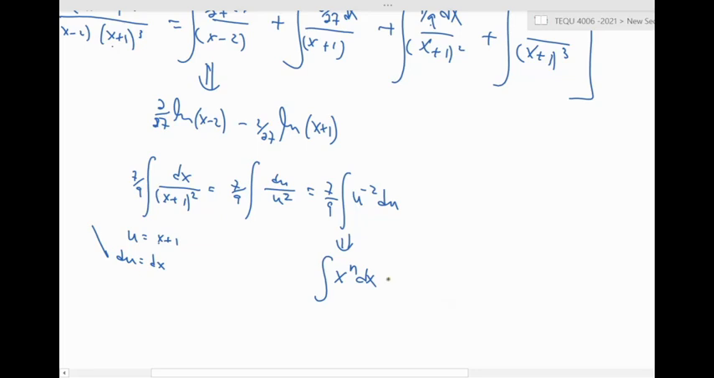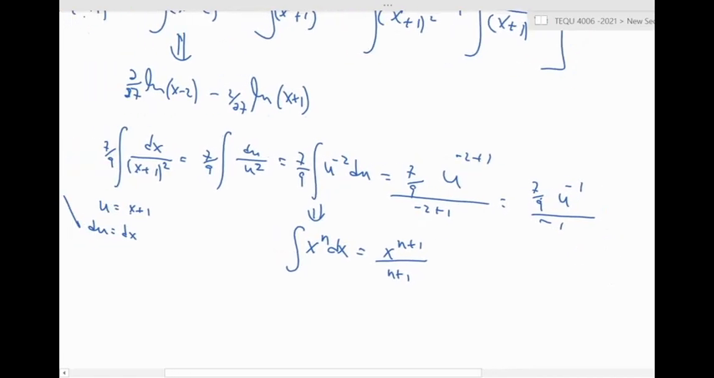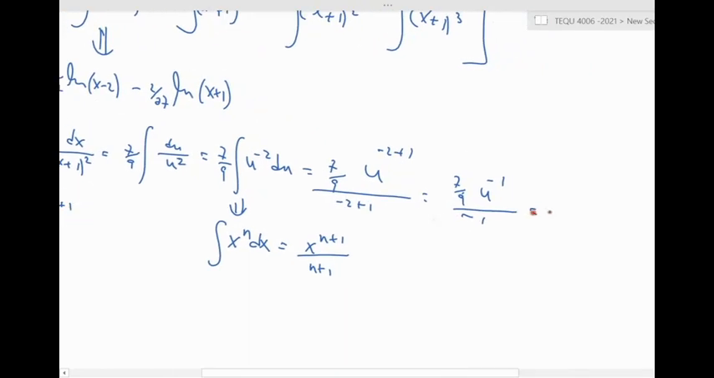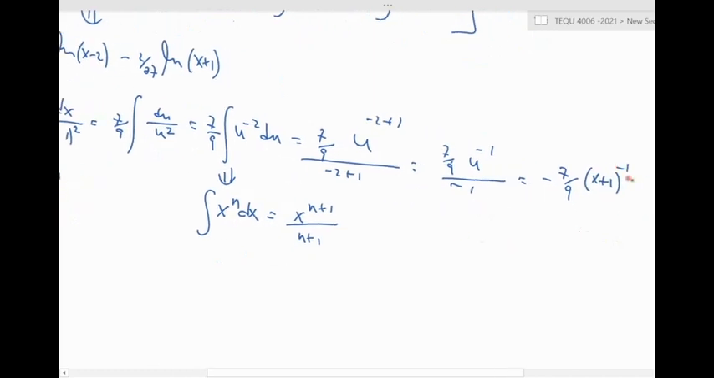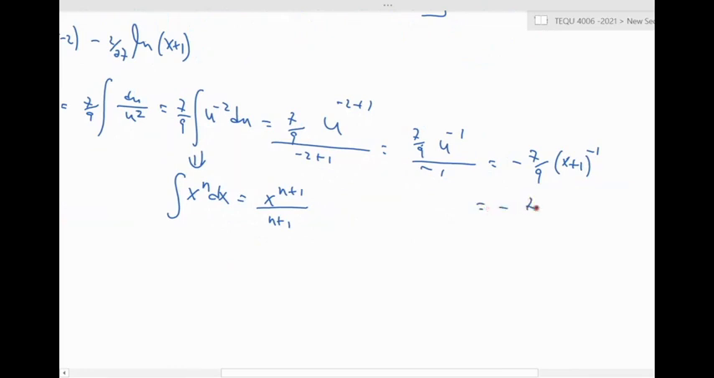Right? And we all know that this is x to the n plus 1 over n plus 1. So that means that this integral is 7/9 u to the minus 2 plus 1, and at the denominator I have the minus 2 plus 1, meaning that I have 7/9 u to the minus 1 over minus 1. See? So if I get now what u is by definition, x plus 1, this result will be negative 7/9 times x plus 1 to the minus 1 power. Or the end of this result will be something like 7/9 over x plus 1. You can express it like that as well. And that's the result of that particular integral.